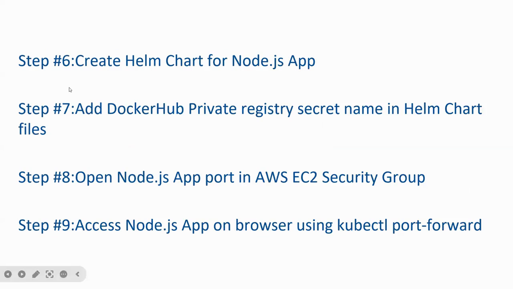Then we will create a Helm chart for the Node.js app. We will add the DockerHub private registry secret name in Helm chart files like values.yaml. We will give the secret name in imagePullSecrets. We will see it in practical. Then open the Node.js app port in the AWS EC2 security group. After that, finally, we will access the Node.js app on the browser using kubectl port-forward. So let's proceed with the practical.